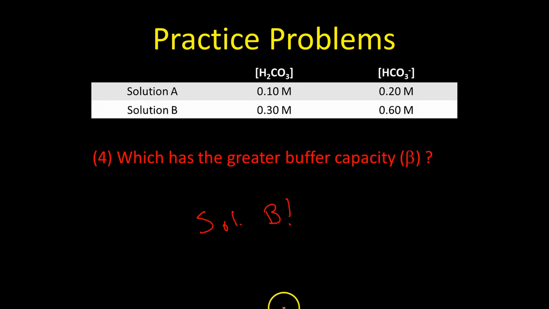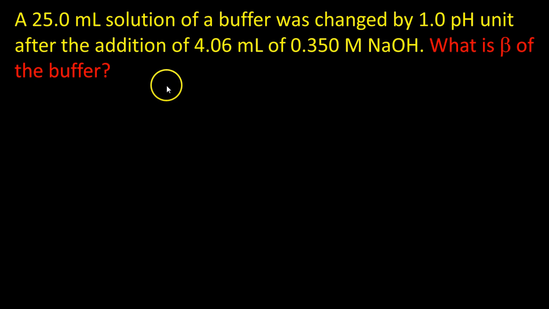All right, so we're going to follow up with one last question. We're actually going to calculate the buffer capacity to show you what I mean. And this is if you want to think about this more quantitatively. So in this case, we say we have a 25 milliliter solution of a buffer that has changed by 1 pH unit with the addition of a little over 4 milliliters of 0.35 molar sodium hydroxide.